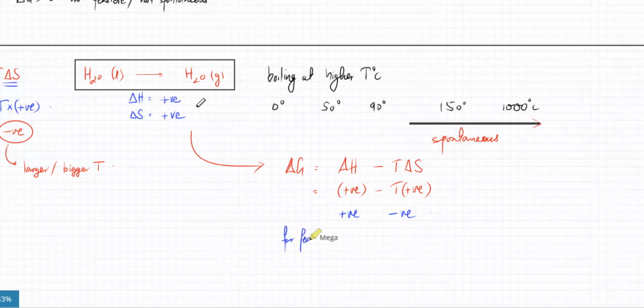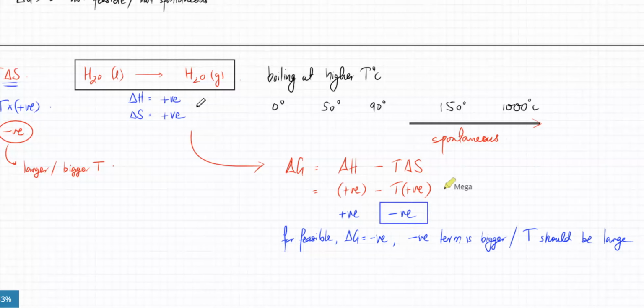If I want this reaction to happen, for a feasible reaction, delta G has to be negative. It should be less than 0. And the only way it could be less than 0 is that the negative term is bigger. So that's the only way that's possible, if the negative term comes out to be bigger in size. And to have a bigger negative term, T has to be large. So T should be large over here. So if you make this bigger, the overall delta G would come out to be negative. So hence the temperature should be as high as possible.